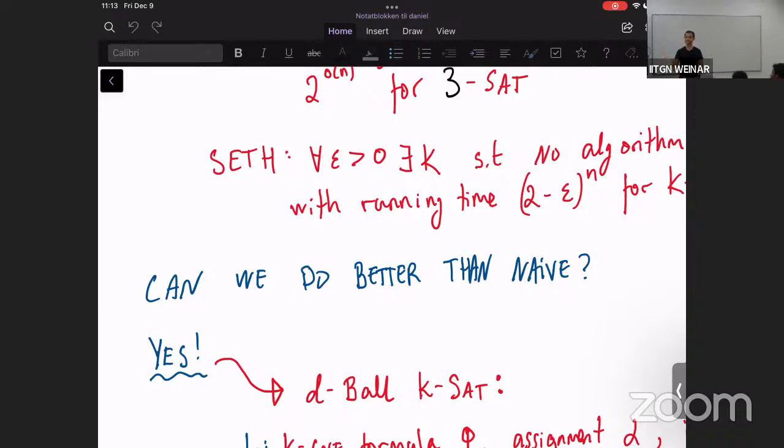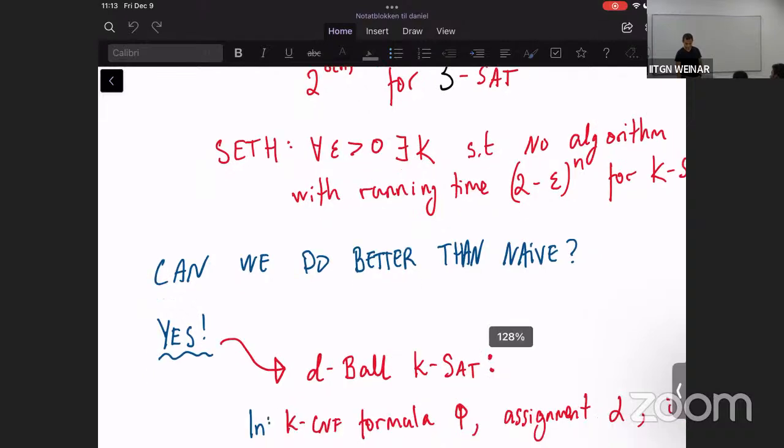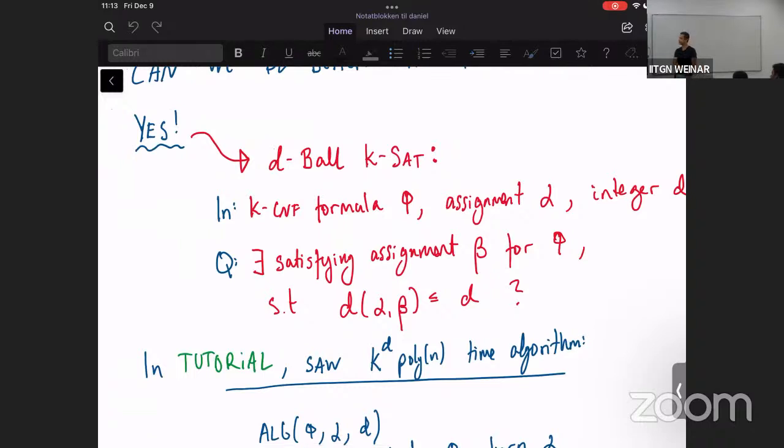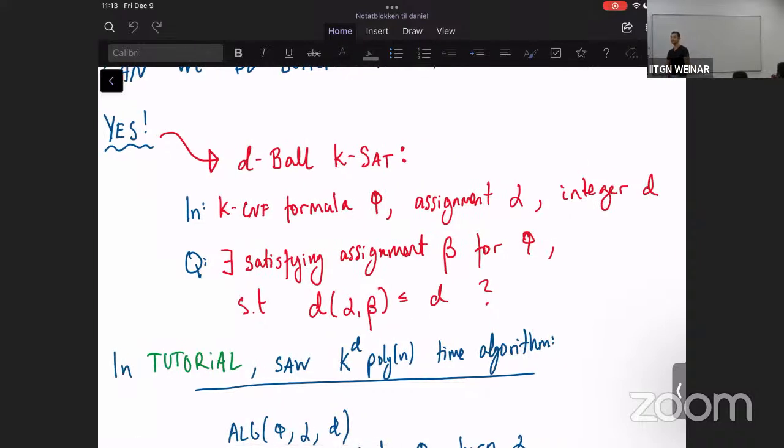Okay, so let's try at least to get below 2 to the n for 3-SAT. In order to do that, we're going to turn to a problem that you already saw in the tutorial and look at a parameterized algorithm. I'll define d-ball k-SAT, or d-local search k-SAT, to be the following problem. I give you as input a k-CNF formula phi, an assignment to that formula, and an integer d, and I ask: does there exist a satisfying assignment to the formula that is at most distance d from the one I gave you? Distance d means you're allowed to flip at most d variables.